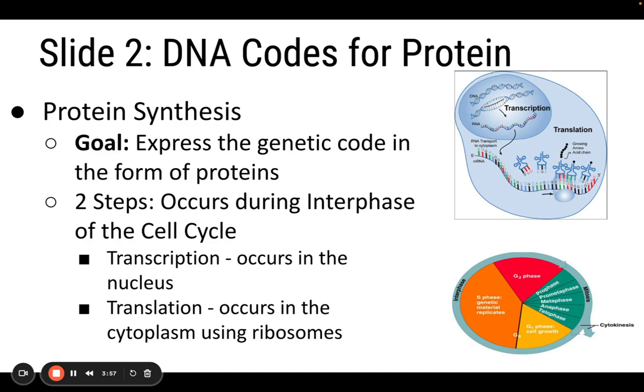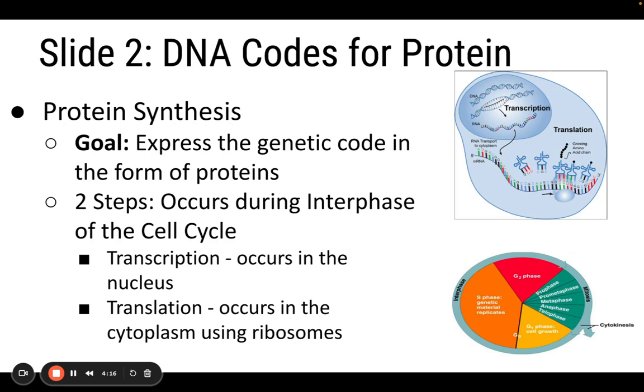Remember that DNA is code. It's like a recipe book, but beyond that, it doesn't do much for the cell. It gives the code or instructions for making all of the proteins that serve the cell, that make up the cell, that carry out important functions within the cell. So proteins are the major structural and functional components of our bodies and cells.